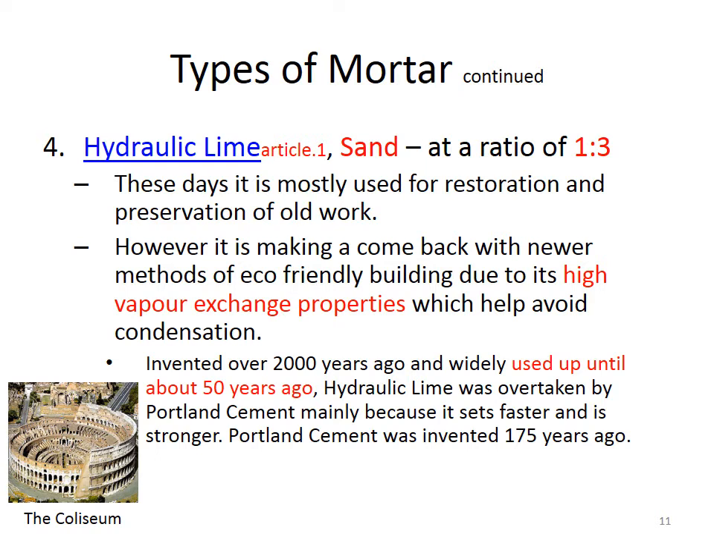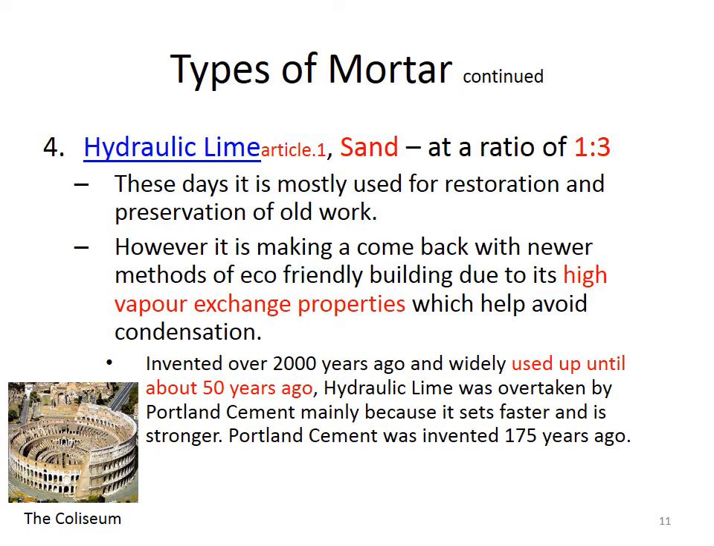However, it is making a comeback with newer methods of eco-friendly building due to its high vapor exchange properties, which help avoid condensation. Ordinary Portland cement doesn't really allow vapor to pass through it. So when it's plastered onto a building or built in between bricks and blocks or stone, it doesn't allow moisture to pass through it very well. And this is good for keeping moisture out, but it doesn't allow vapor to pass through it.